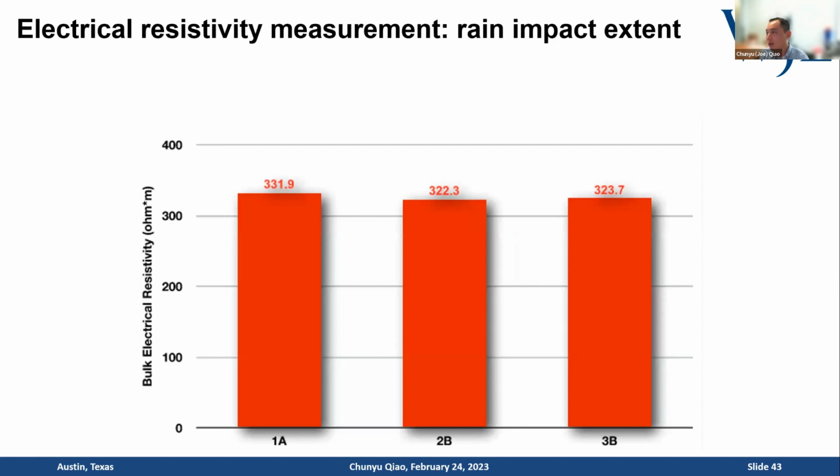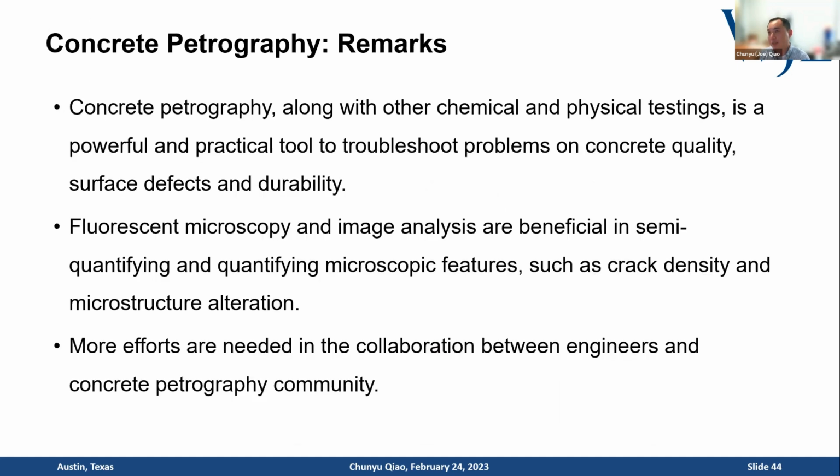Electrical resistivity, like I said, is an indication of pore structure and also the durability of the concrete. They have very similar numbers, which means the concrete will perform as the control concrete does. So in this case, we don't need to rip off the whole spans of concrete slabs. What we are going to do is only remove the rain-impacted surface layer and apply an abrasion topping to strengthen the surface condition.